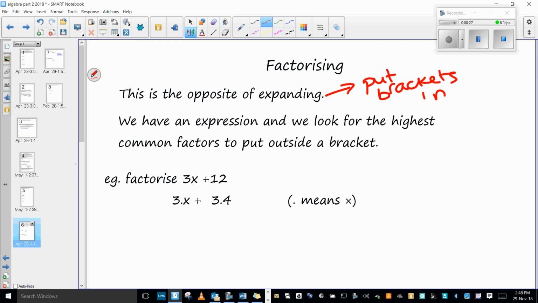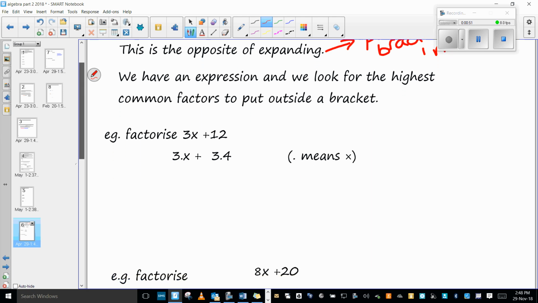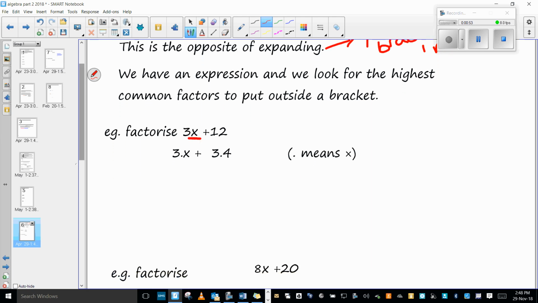So what we're going to do is try and find things that are common to each of the terms. Okay? So, if we were asked to factorise 3x plus 12, it means that we're trying to find something common to the 3x and the 12.